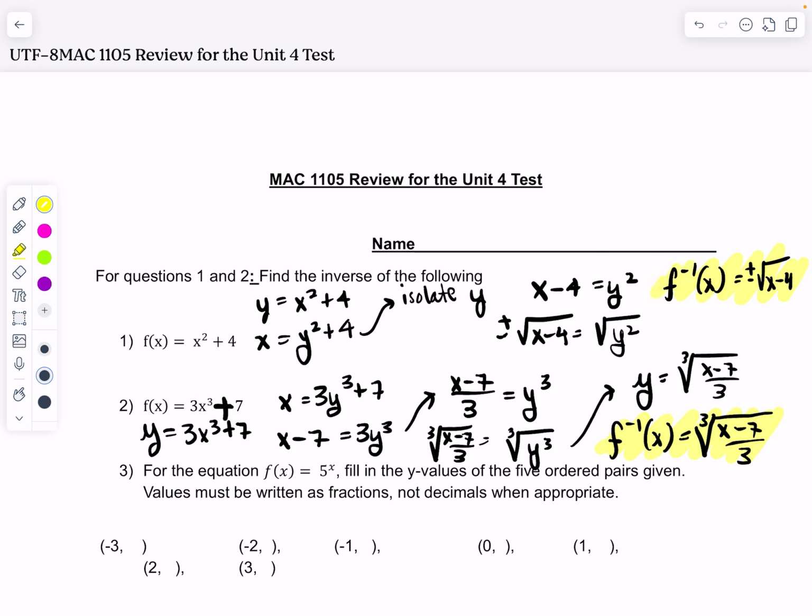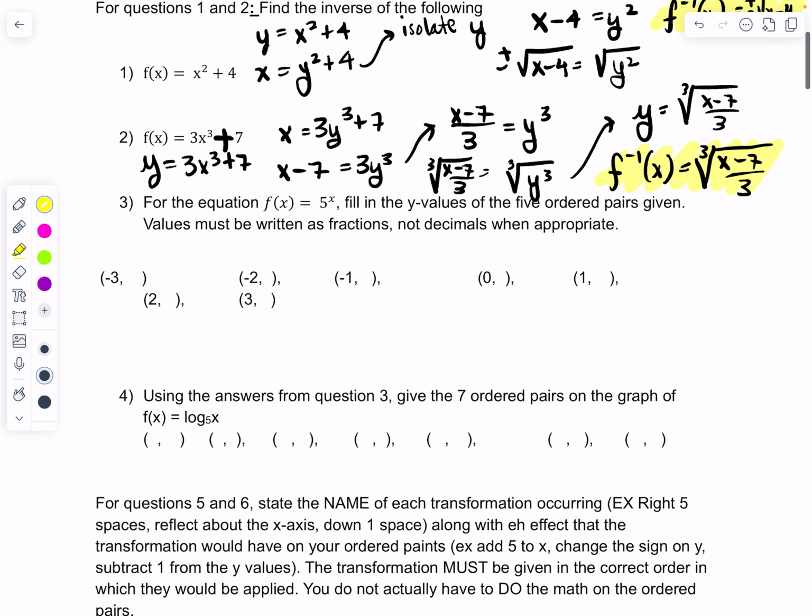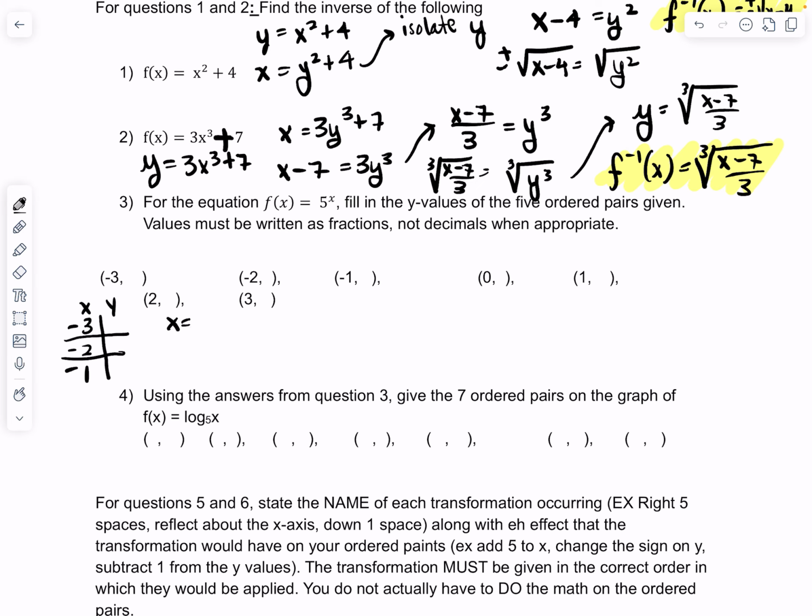I'm also going to do number 3 in this video. It says for the equation f of x equals 5 to the x, fill out your y values of the ordered pairs. Okay. So I'm going to go ahead and make a chart, x and y, and I'm going to put all the negative values in this first chart. So I'm going to let x equal negative 3. So 5 to the negative third equals 1 over 5 cubed, which equals 1 over 125. So negative 3 comma 1 over 125 is the first one.